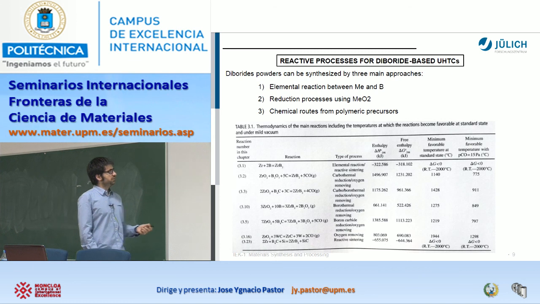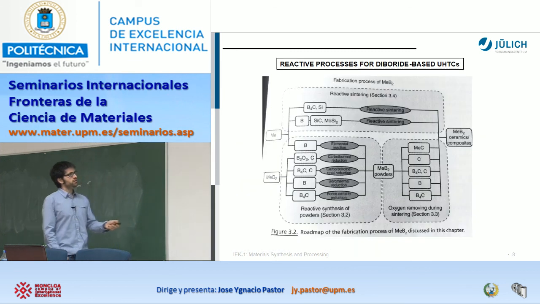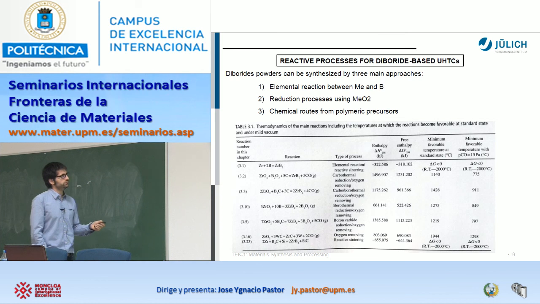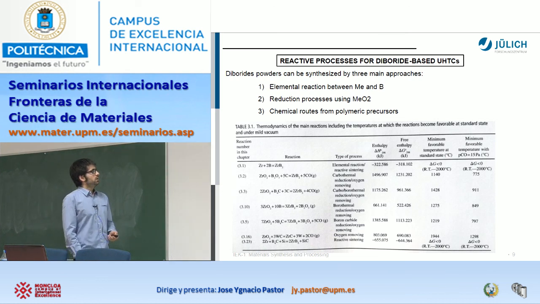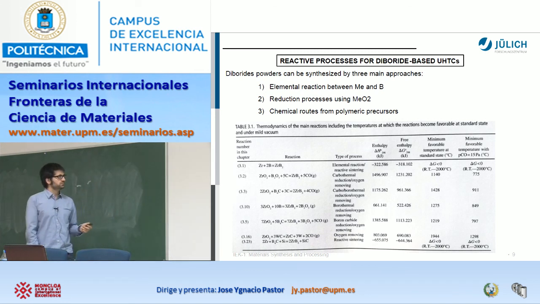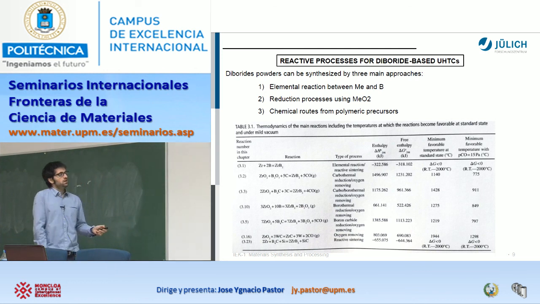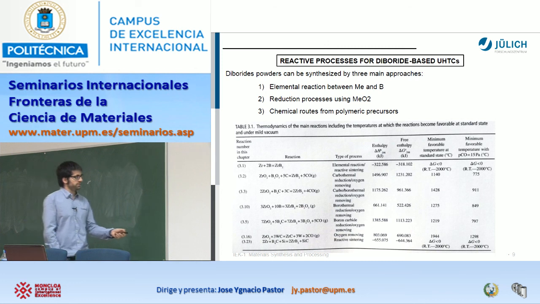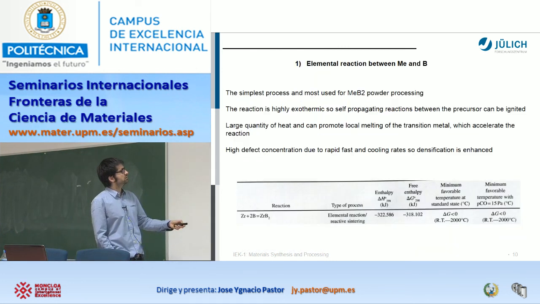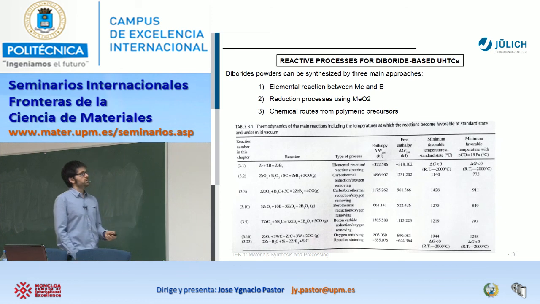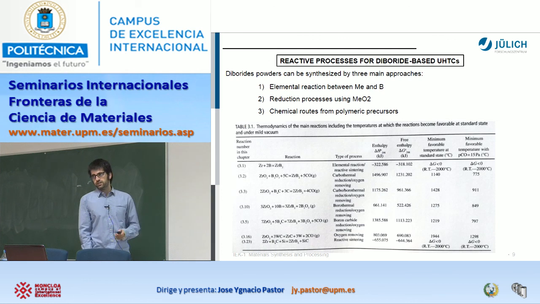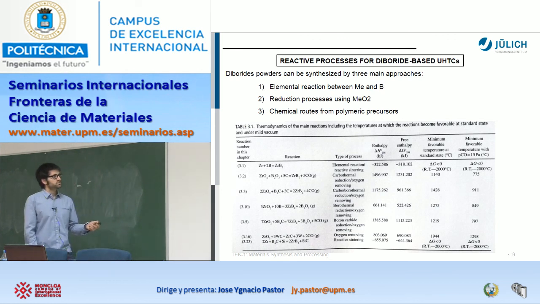And here, to be honest, we are in the reactive process. In the case of the diborides, they can be synthesized from 3 different reactions, okay? The first one, as is obvious, is the elemental reaction. You have, for example, your metal and your boron source, and do the reaction. I'll show you one by one, okay? Another possibility is the reduction process using oxide, okay? You reduce your material, and of course the oxygen will be removed and replaced by the boron.